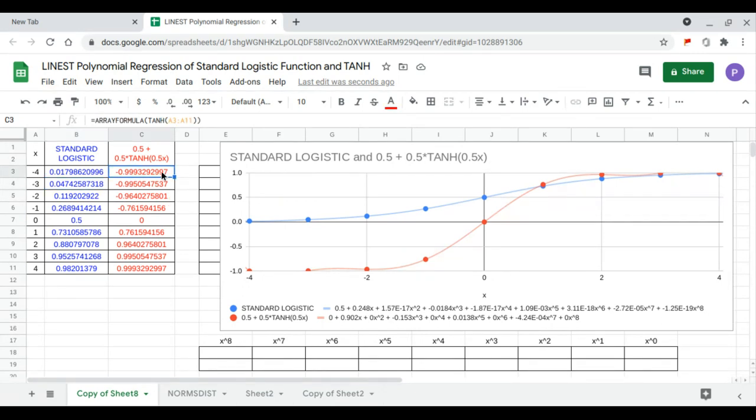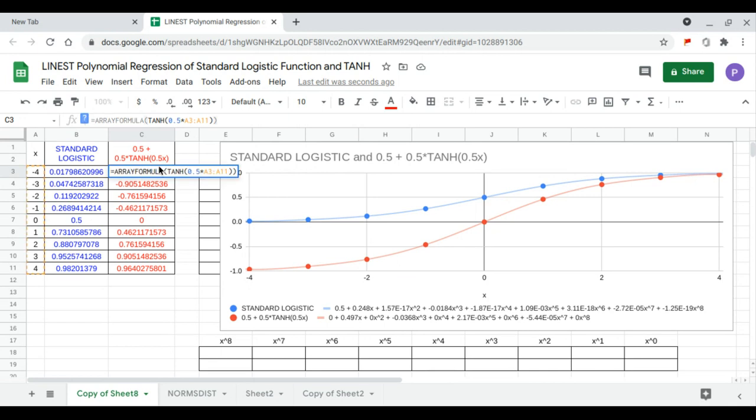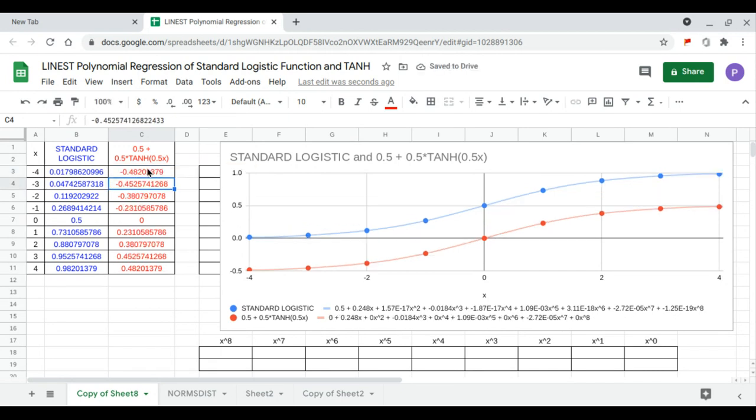We continue with the hyperbolic tangent. So we start with the 0.5, 0.5 times x. And then we factor in 0.5, 0.5 times, and then we add 0.5 plus. Enter.